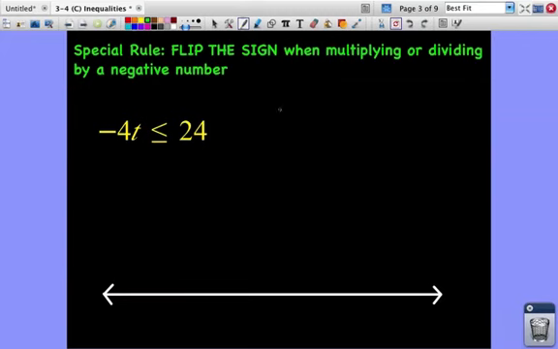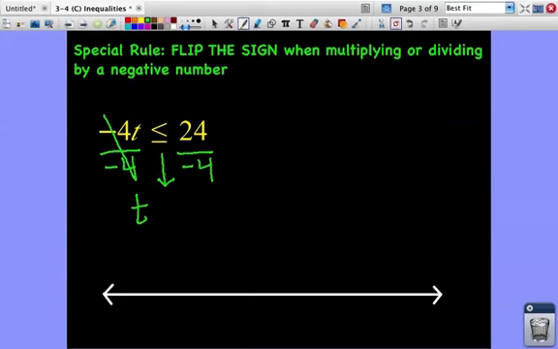It does get a little bit more complicated, but not much, because there is one special rule. We have to flip the inequality sign when multiplying or dividing by a negative number. So if we take a look at this, I now have -4 times t is less than or equal to 24. Now I still want to get t by itself. I still want to isolate my variable. So to cancel out multiplication, I'm going to use division. I'm going to divide by -4, because negative divided by a negative is a positive. So I need to divide both sides by -4. -4 divided by -4 cancels each other out. I'm left with t.